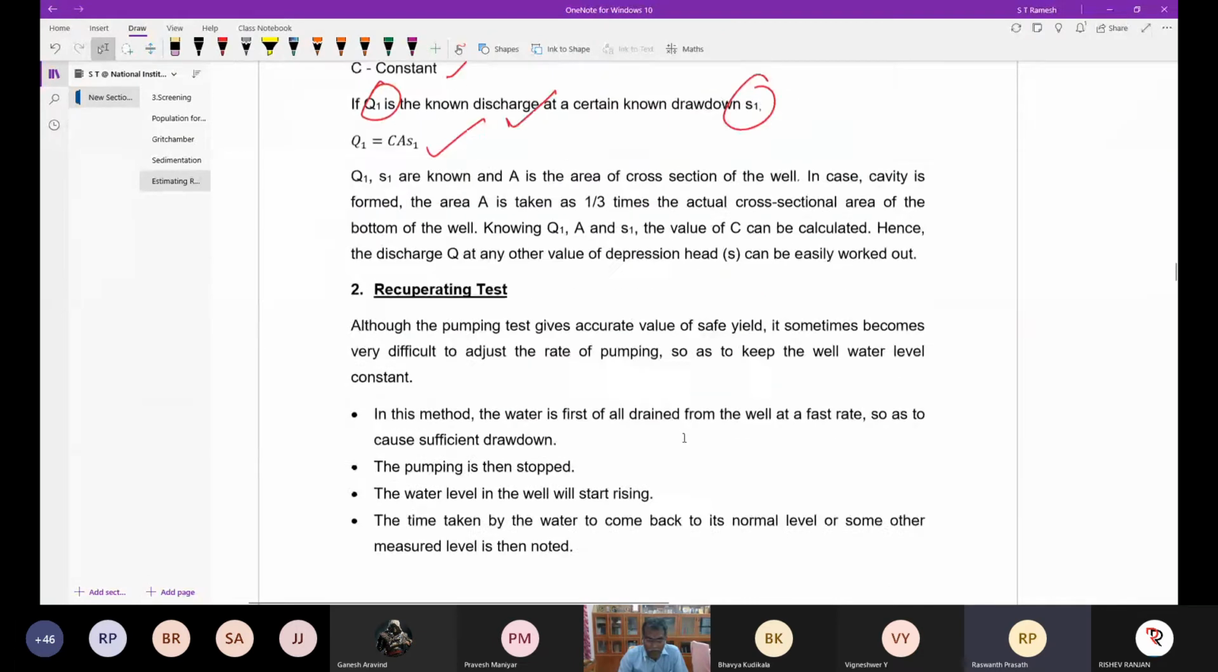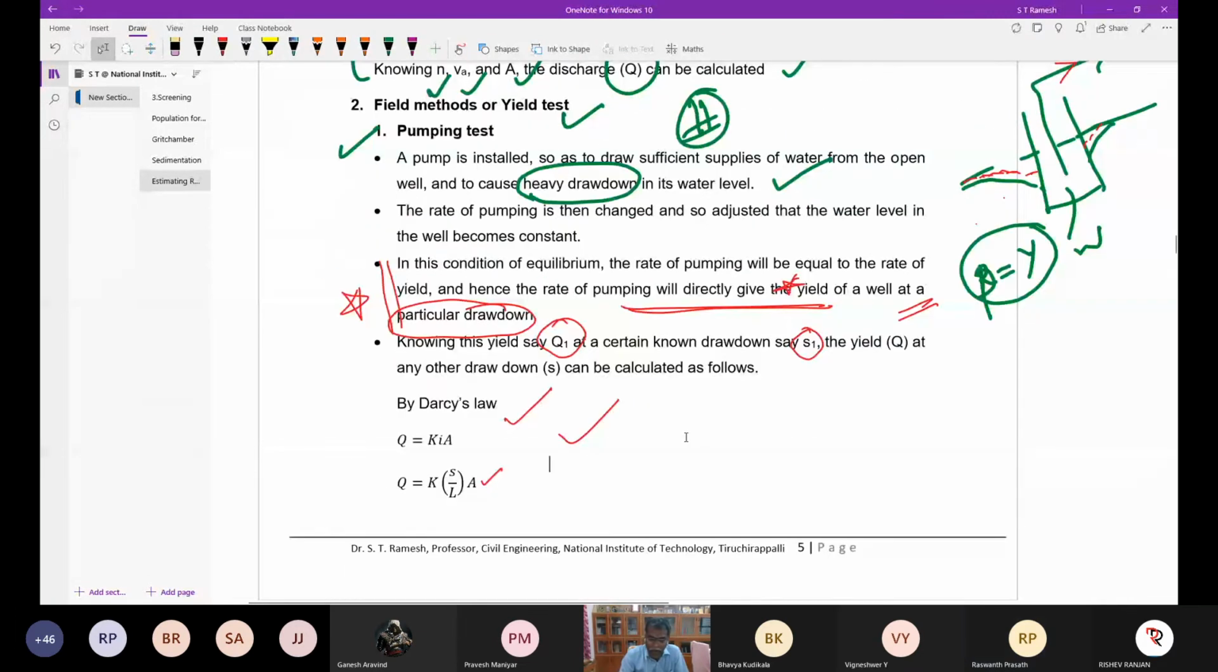So drawdown is height. Yeah, drawdown, what I mentioned. So this is your well, and this is your water level initially, the water table.